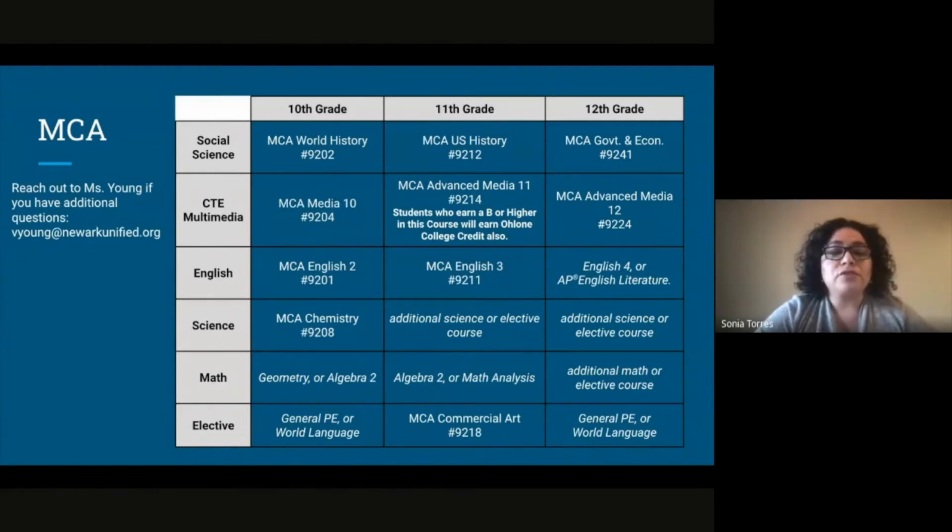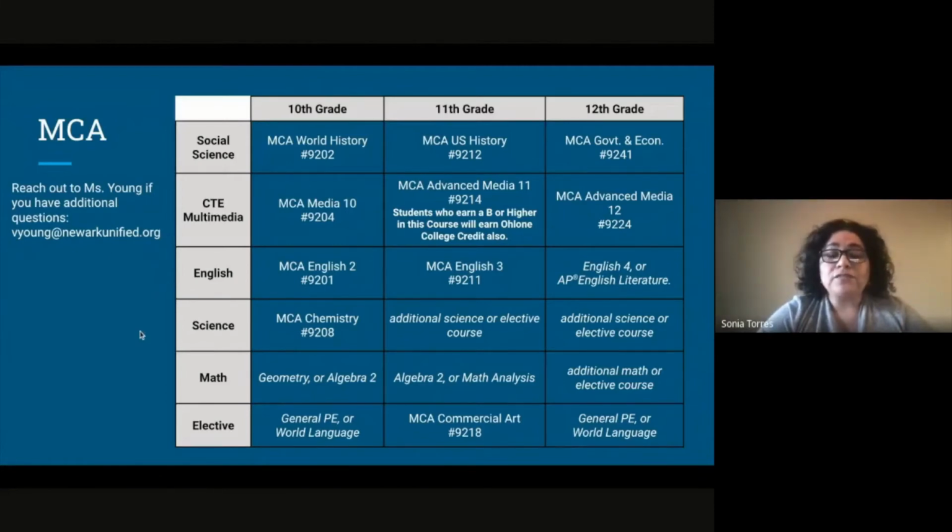And what it is for students who are interested in any forms of media, whether it be photography or video or sound design. The intent is for you to start this pathway in 10th grade. So if you're a current ninth grader and you want to start in 10th grade, this would be where you would start. There is an application, and so for more information, you do have to email Miss Young here, vyoung@newarkunified.org. That is her email.